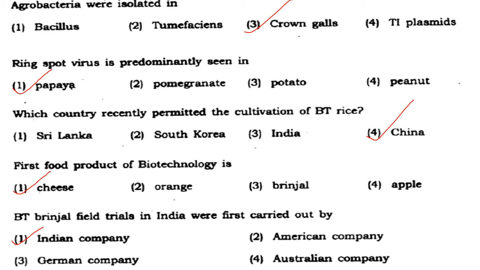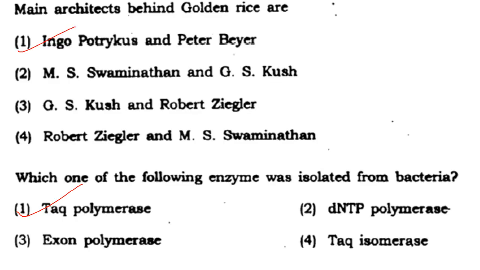Next one. First food product of biotechnology is option 1 cheese, 2 orange, 3 brinjal, 4 apple. Option 1, cheese. BT brinjal field trials in India were first carried out by option 1 Indian company, 2 American company, 3 German company, 4 Australian company. Answer is option 1, Indian.